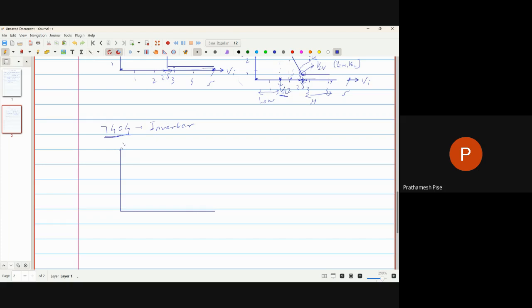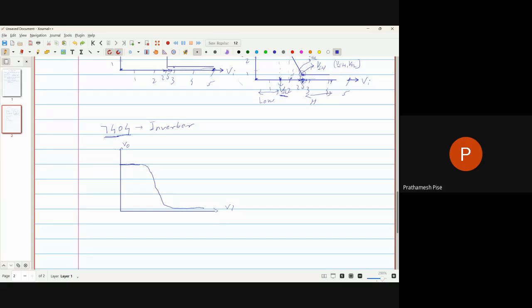So this is VO and this is VI. What will happen in reality? In reality the VTC will look like this. It will be straight till some point, and then it will curve, go down, and then again have something like this. Why? Because creating those edges is not possible in reality.